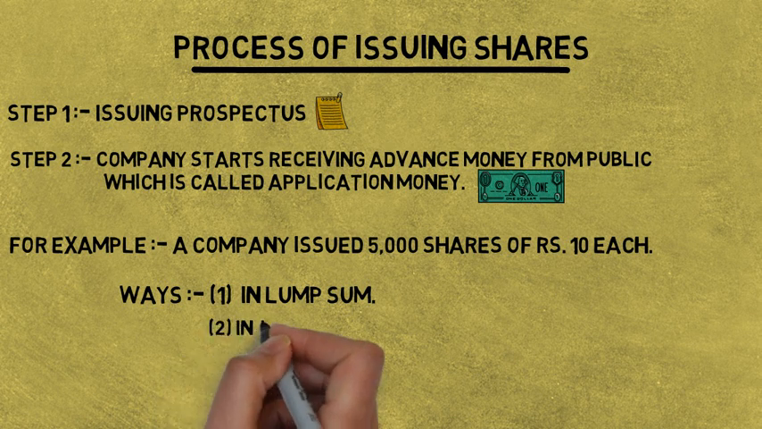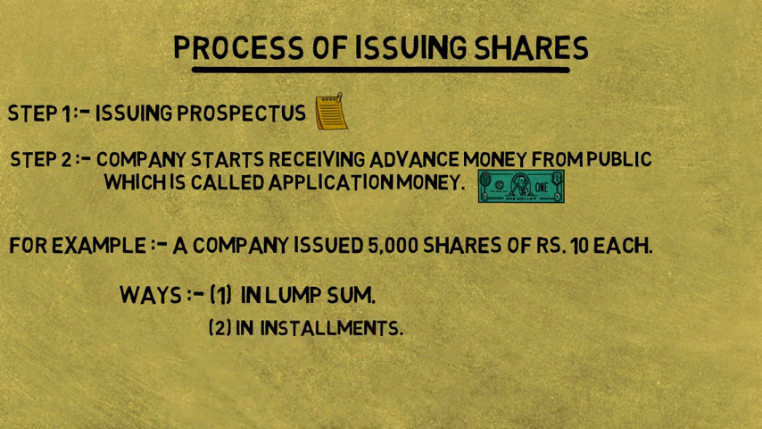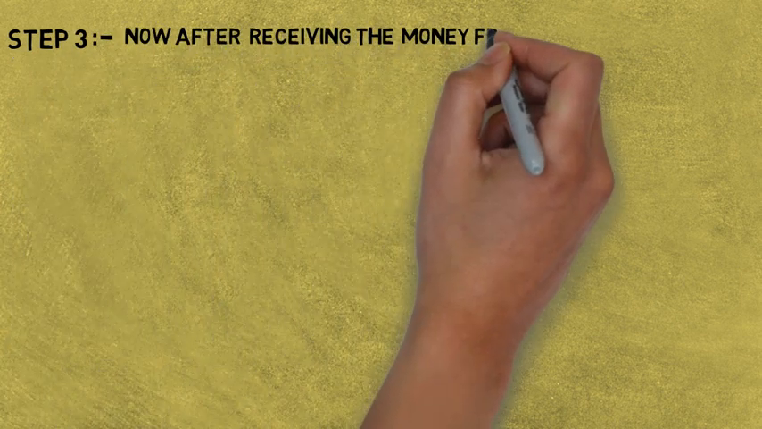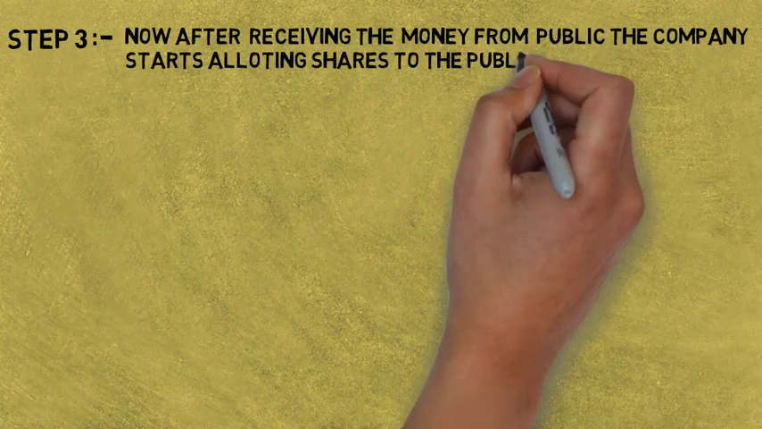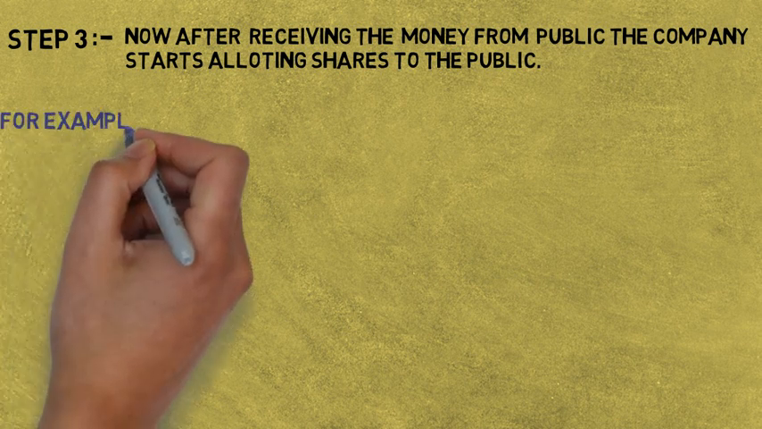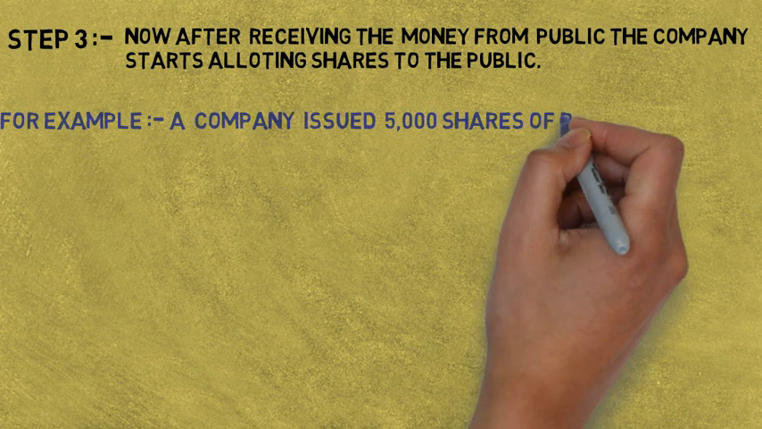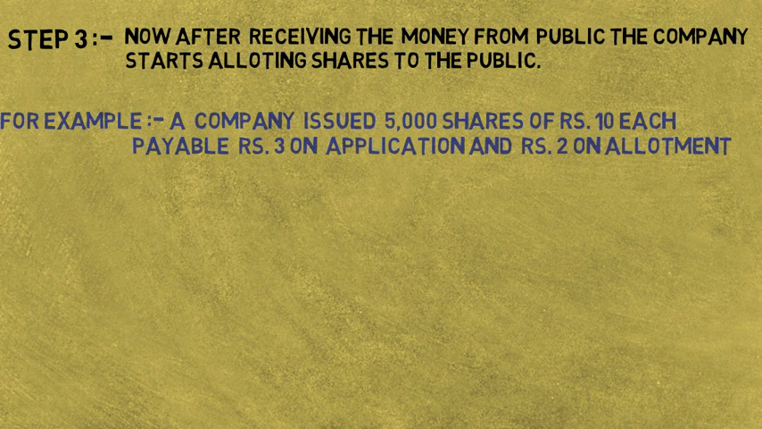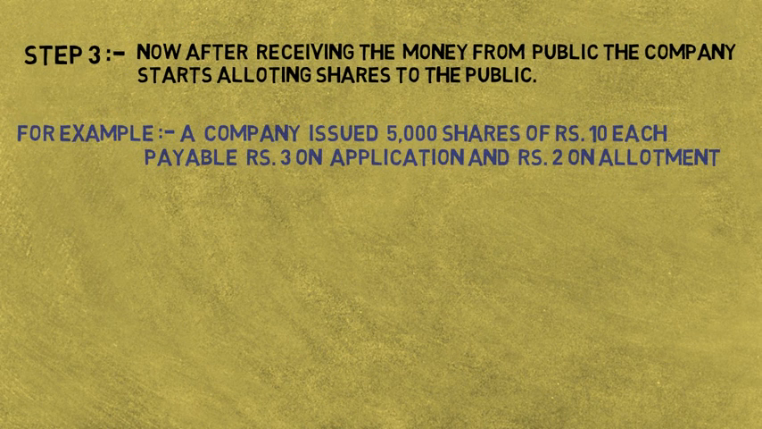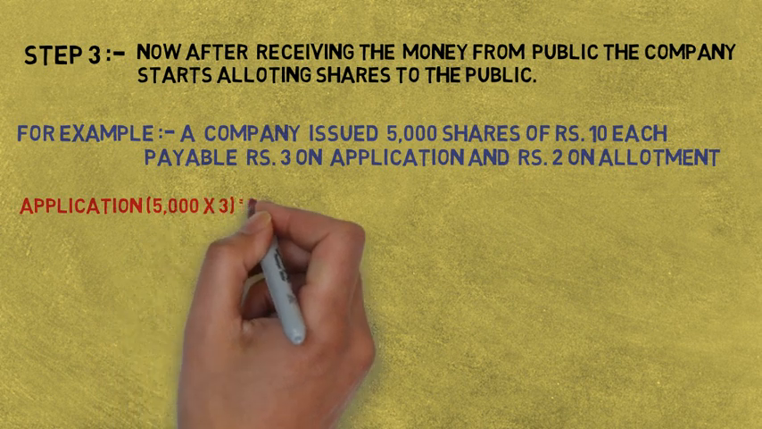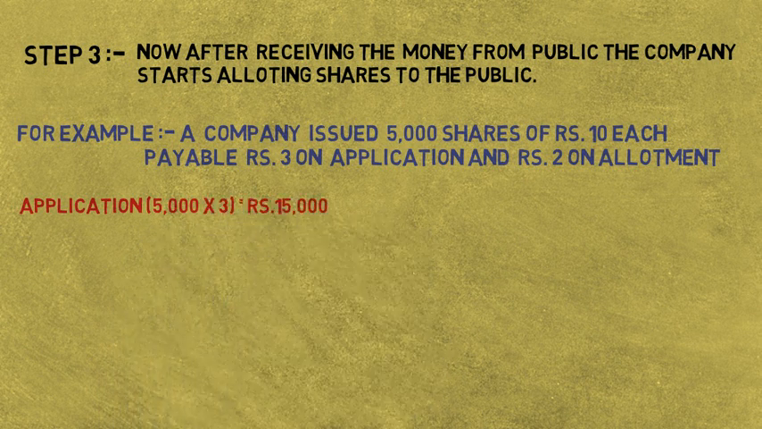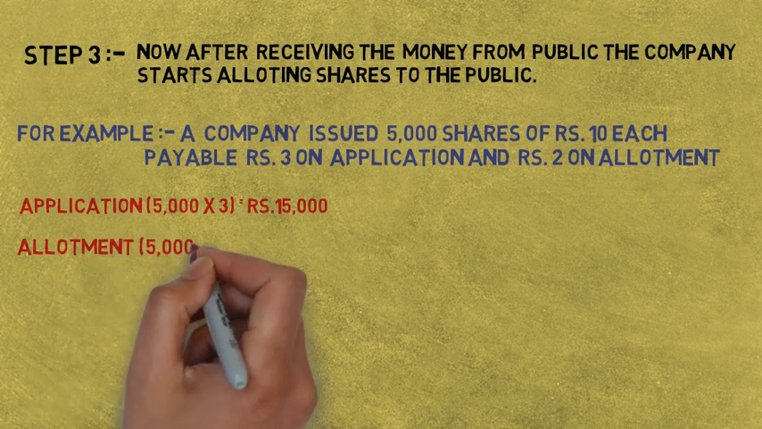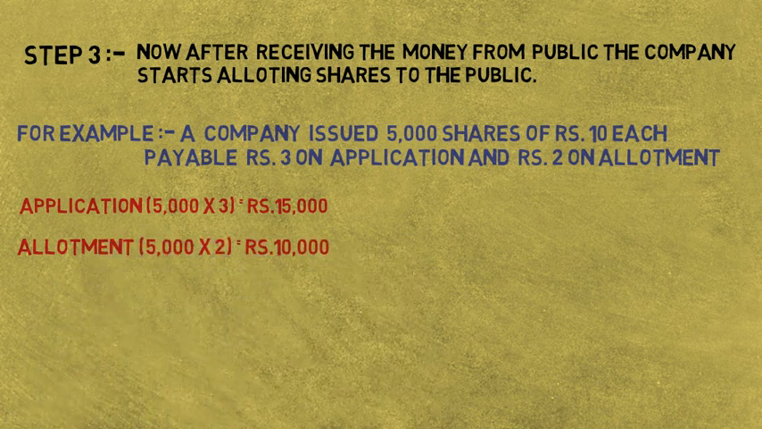Now, if the company adopts the second method, then we will proceed to the third step, in which the company starts allotting shares to the public, which is called allotment. Let's take the previous example. A company issued 5,000 shares of rupees 10 each, payable 3 rupees on application and 2 rupees on allotment. Now here we can see that till allotment, the company has received amount of rupees 25,000, that is 15,000 on application and 10,000 on allotment.